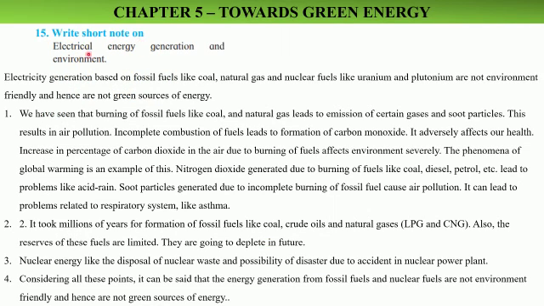Write short note on electrical energy generation and environment. The answer has been framed for you over here. The answer is same as question number 8A. Since both the questions are similar, the answer is same for both 8A and question number 15.